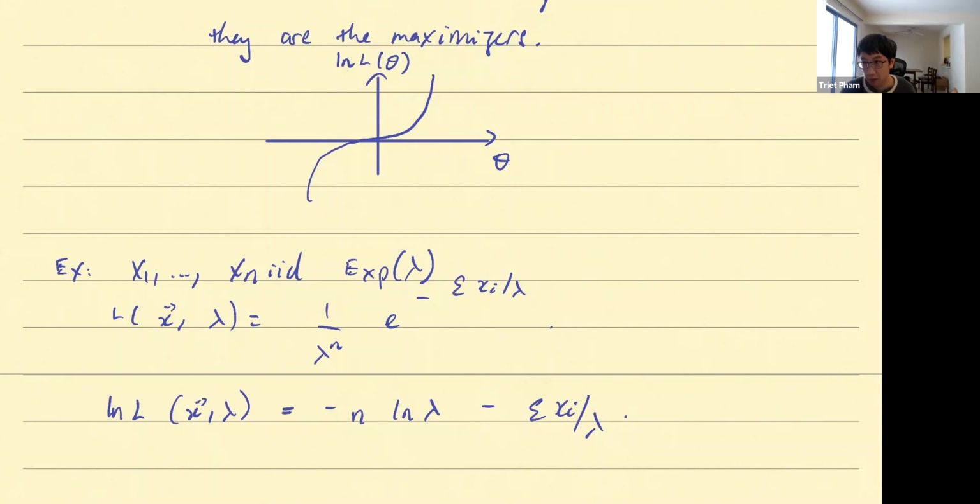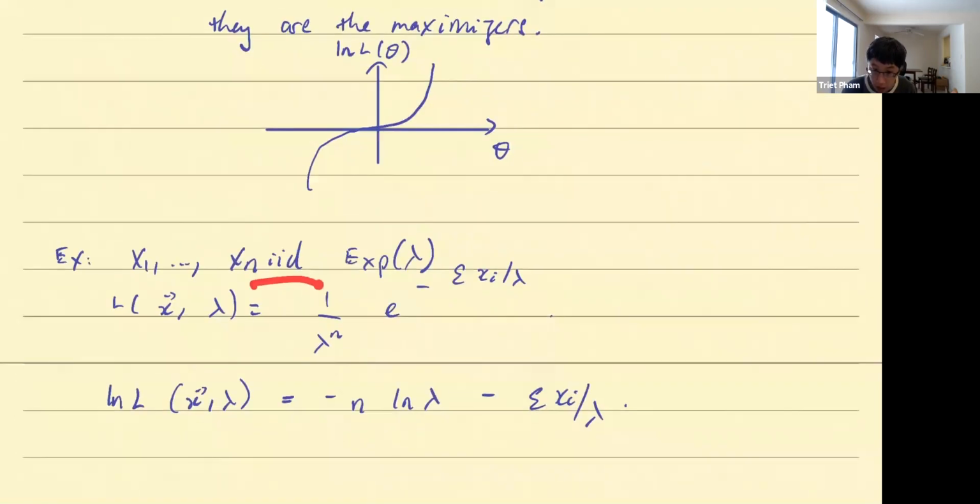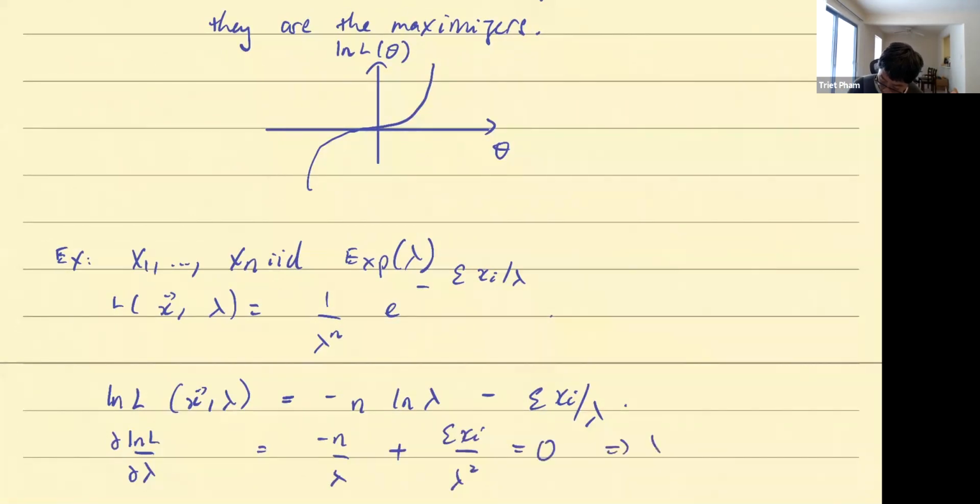Unless you deal with non-independent functions, I don't know. But when we deal with independent random variables, which is always our context, IID, the product structure makes it very nice to work with the log, because the log just turns the product into the sum, and differentiating the sum is always easy. So that's the point. And then if you differentiate, you got minus n over lambda plus sum over lambda square, set equal to 0. You got lambda equals x bar.